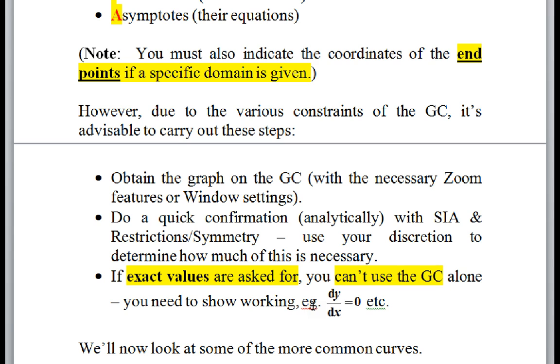Okay, the rest you can read on your own. If exact values are asked for, then you cannot use GC, because GC can never give you root 2, can never give you log 8. Follow? Right?